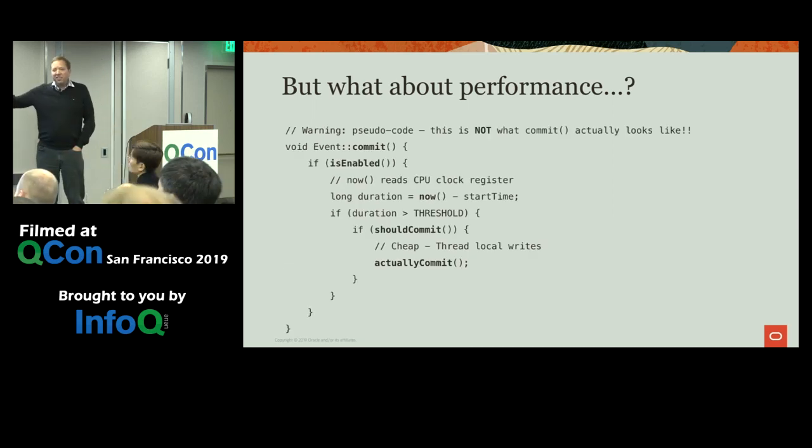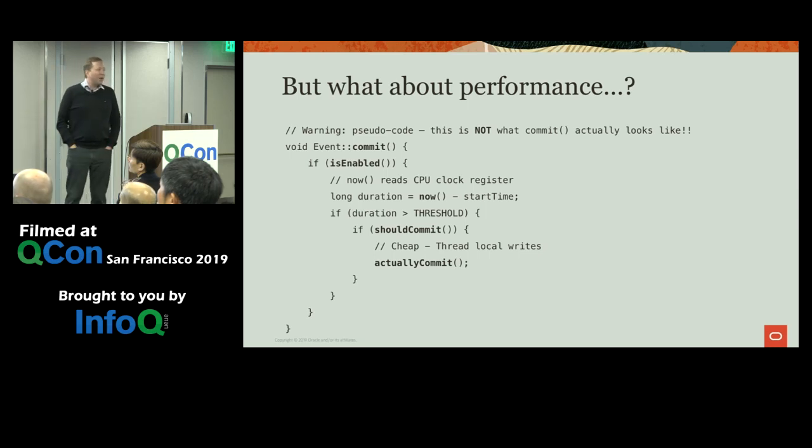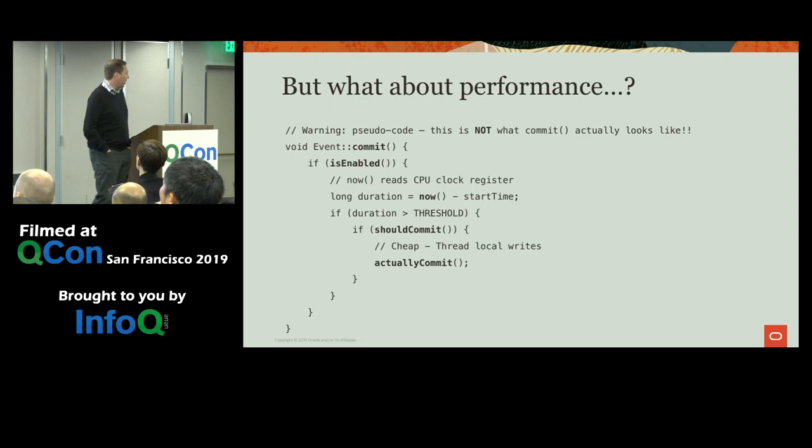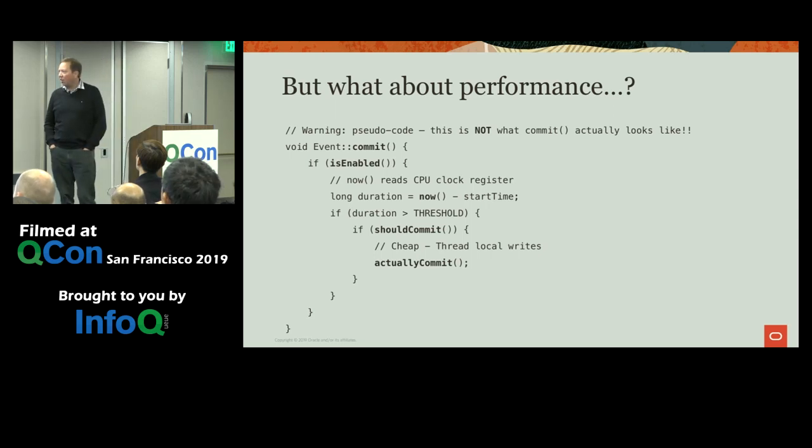The first thing I'll say is this is not what commit looks like, but it's sort of what commit looks like. It actually is, for various reasons, bytecode generated, not an actual method. But it sort of looks like this. So the first thing it does is ask, is the event enabled? If it isn't, there's an early out to say, don't do anything else. There are other checks. So for example, I mentioned duration. If the duration isn't big enough, like if this event didn't take long enough, then we'll also early out and say, yeah, event isn't interesting.